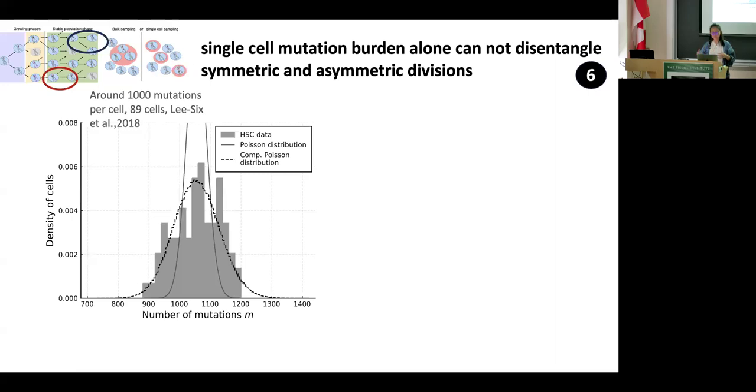But what the single cell mutation burden distribution can't do alone is distinguish the asymmetric division and symmetric division rates. These two things are entangled together with the mutation rates.